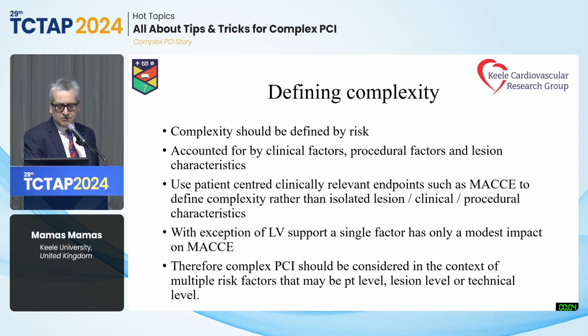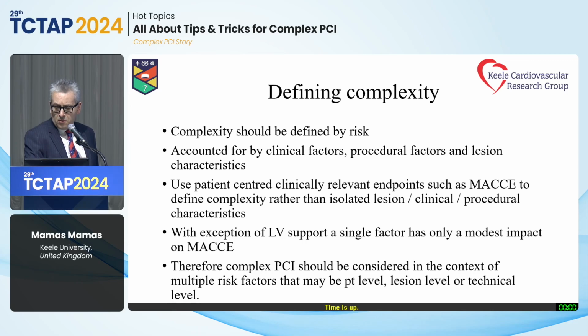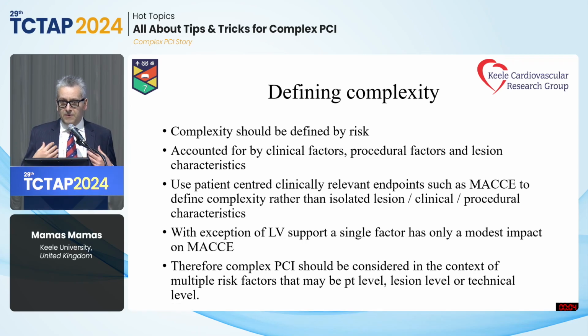I think with the exception of LV support, a single factor only has a very modest impact on complexity. So in my view, when we're trying to think about complex PCI, we need to be thinking about it in terms of a validated risk score, number 1, in the context of multiple risk factors that are patient level, lesion level, and procedural level. And with that, I'd like to thank you.